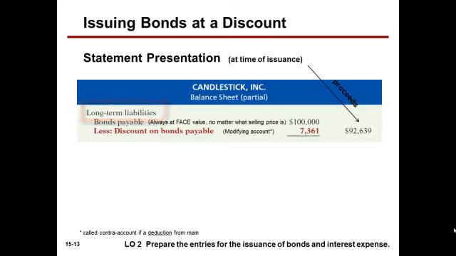Now, at the time of issuance of the bonds, their proceeds, $92,639, equal the total net liability of bonds. It's comprised of a bonds payable account, always stated at face value, no matter what the selling price is. And our discount on bonds payable account, a modifying account, has a debit balance contra to this bonds payable account for a net credit balance of $92,639.